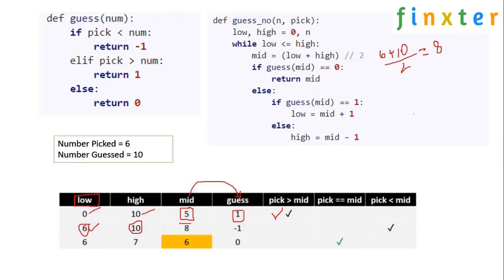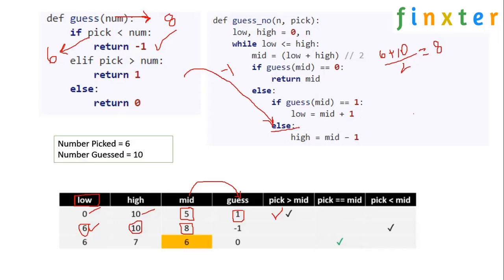So as you can see, the value of mid in the second iteration is 8. And once again we pass this mid value to the function guess. So guess now has the value 8, and is 8 greater than, less than, or equal to 6? Obviously 8 is greater than 6. This means that the picked value is less than the value that was guessed, or the value of mid. Hence this method now returns -1. And as soon as this method returns -1, the else block gets executed.